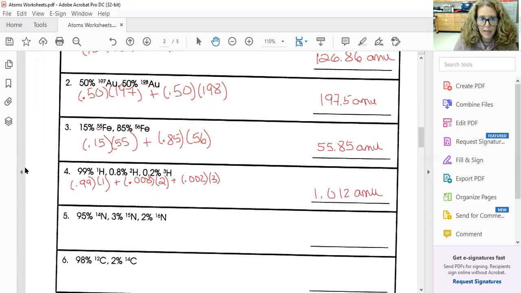Does that number make sense? Yes, 99% of all hydrogen atoms have a mass of 1, so it makes sense that my number is closer to 1. All right, so let's look at question number 5.